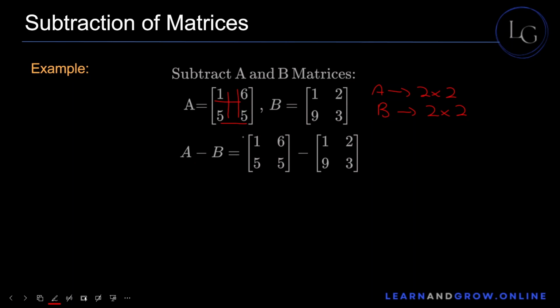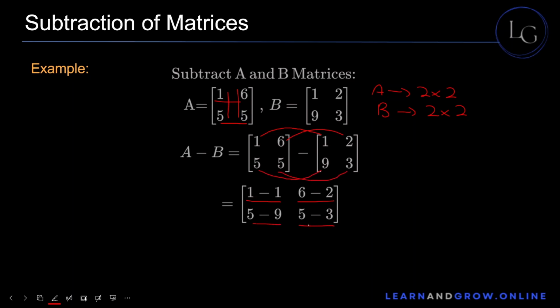So A minus B, well, as we've seen before, we'll subtract the corresponding entries. So 1 minus 1, 6 minus 2, 5 minus 9, and 5 minus 3. And this will be your resultant matrix.